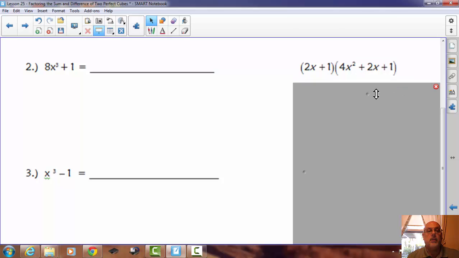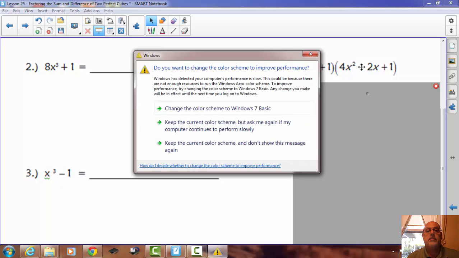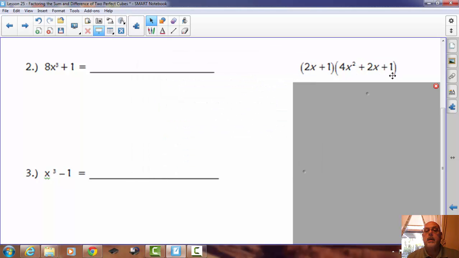So we see that our binomial was 2x plus 1. Square the first term. 2 times 2 is 4. X times x is x squared. Opposite sign, that should be a minus sign in there. I'll correct that. Front times back, 2x times 1 is 2x. Always a plus sign. And square the last term. And there you go.